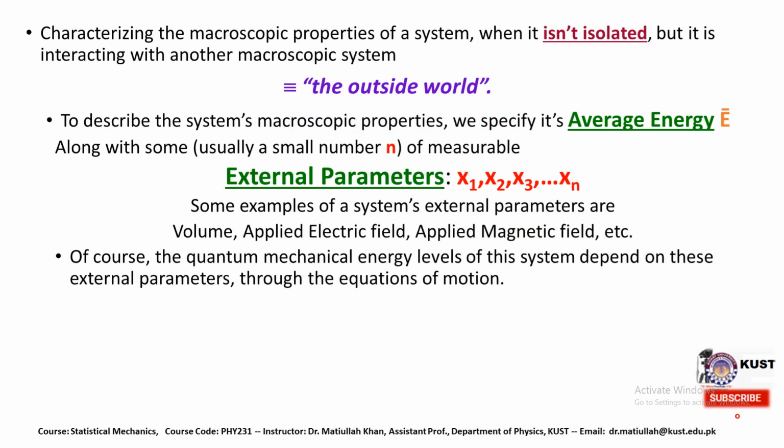So to describe the system's macroscopic property, we specify its average energy along with some measurable external parameters that are generally represented by various variables, which we can name x1, x2 up till xn. Some examples of a system's external parameters are volume, applied electric field, applied magnetic field, etc. Of course the quantum mechanical energy level of this system depends on these external parameters through the equation of motion.